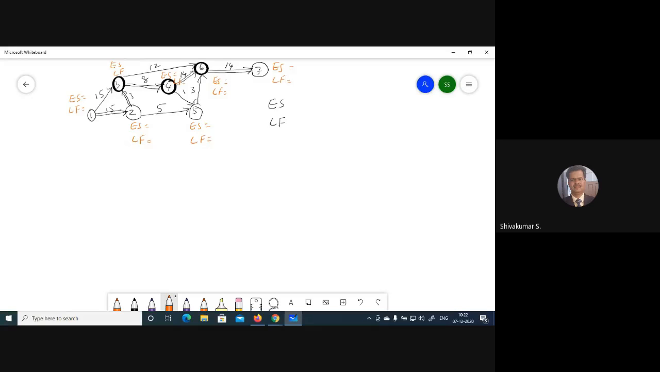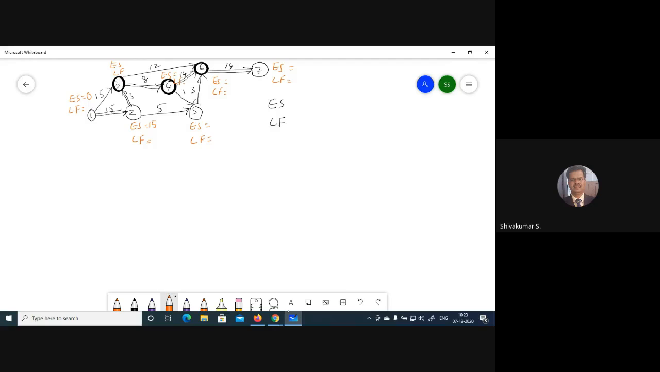Now you have to find out the earliest start and latest finish for each event. Let us start with the earliest start. Event 1 can start at 0, the beginning. Next, go to event 2. You can start only after 15 weeks. So I'm going to write 15 weeks as the earliest start time for event 2, because event 2 can start only after completing the first event.